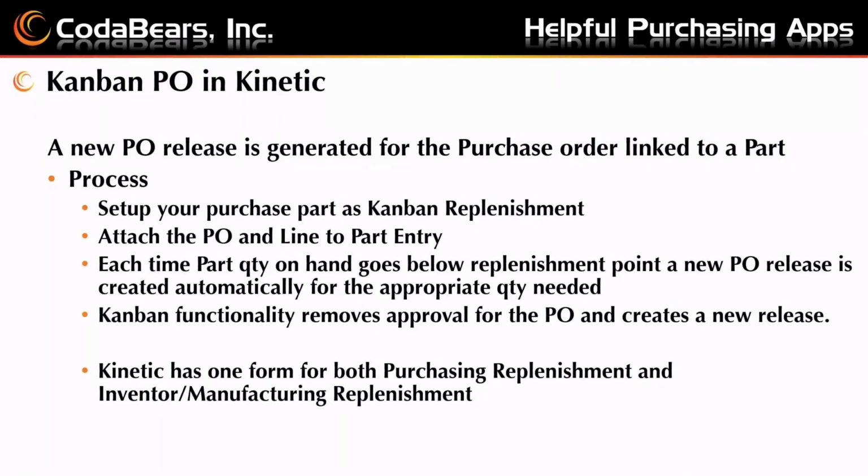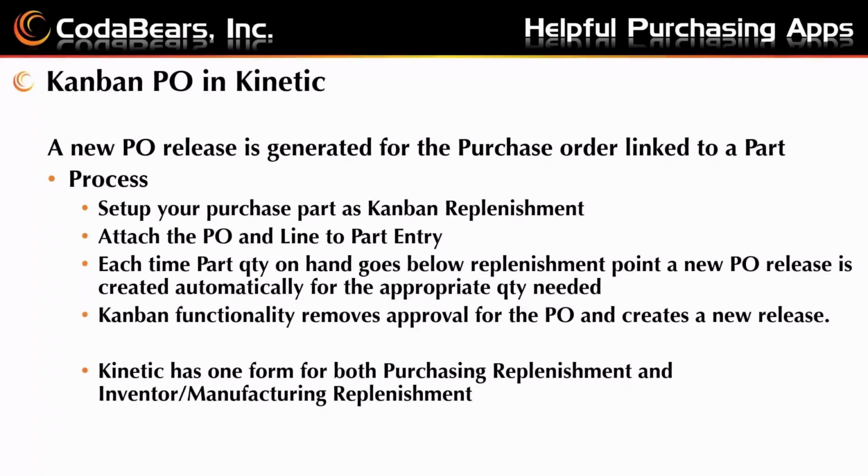This gets confusing in Kinetic quickly because what Epicor did was they used the same form, the same functionality, whether you are using it for a purchase replenishment Kanban or you're using it for an inventory or manufacturing replenishment Kanban. The drop-down box is what's going to trigger which type it is. The form is the same, the setup is the same place, whether it's purchasing or inventory or manufacturing. So just keep that in mind. It was confusing for me in the beginning, it just took a little bit to get used to.